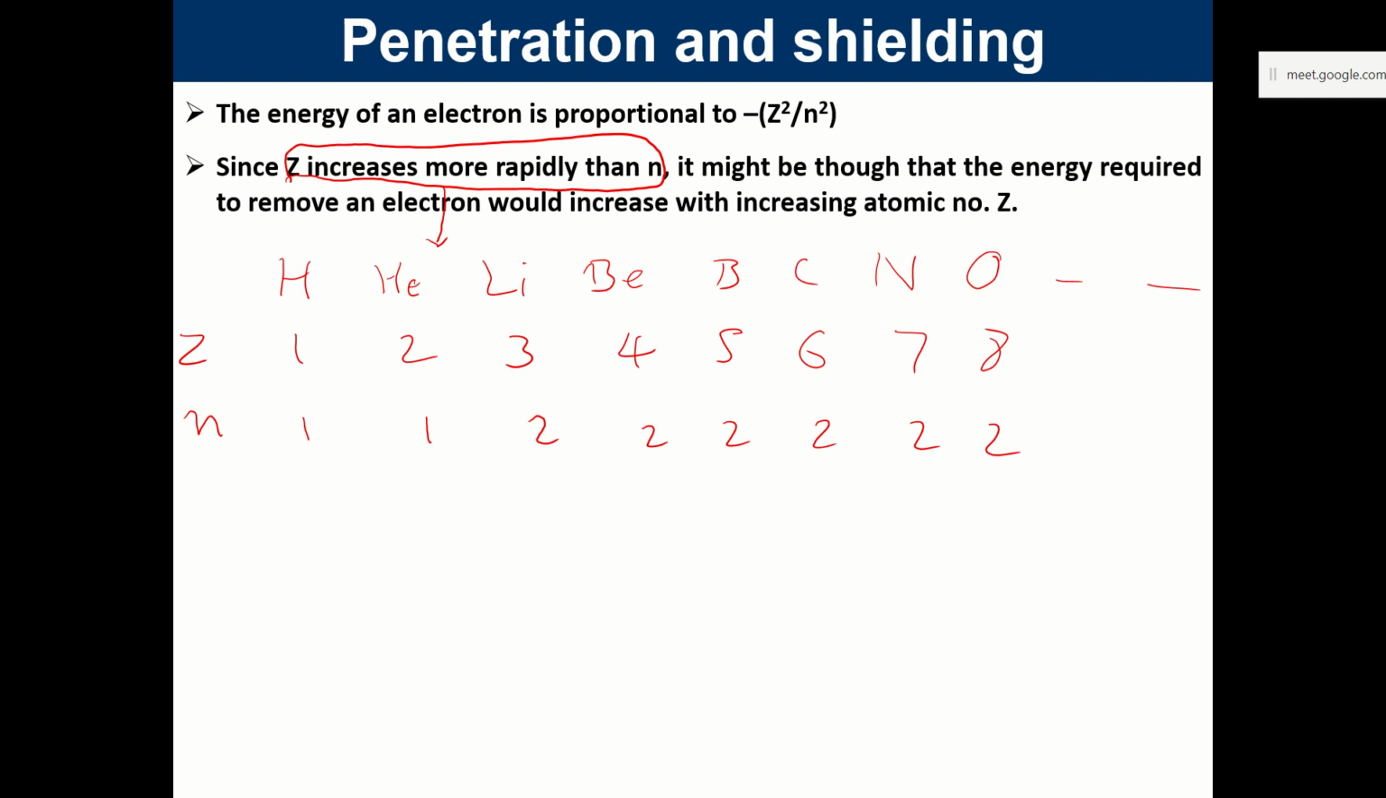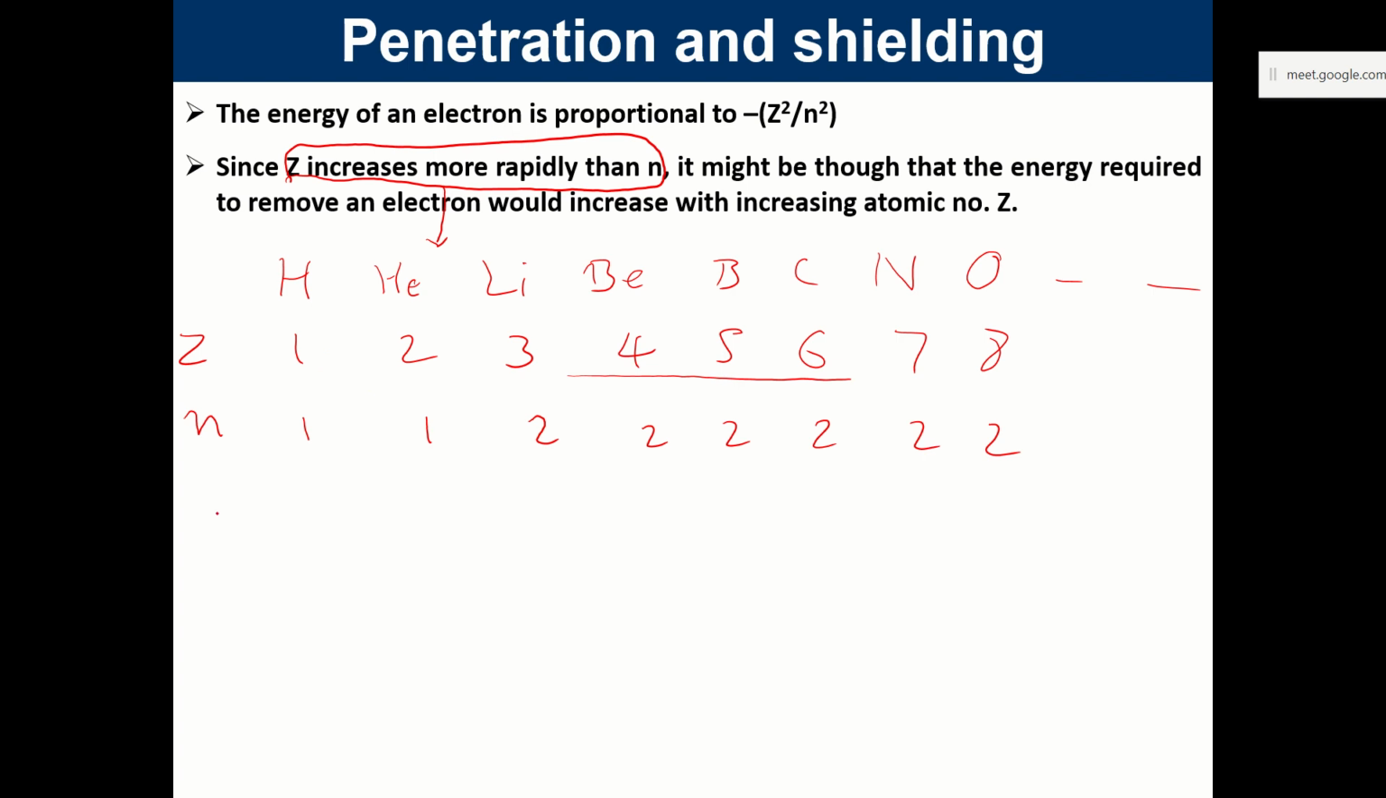So you have moved from hydrogen to oxygen. Z changes from 1 to 8 while n changes 1 to 2, right? The change in n is much slower as you move through the periodic table, but the change in Z is much faster, rapid. So that's what this statement says.